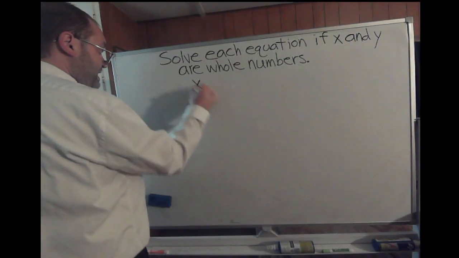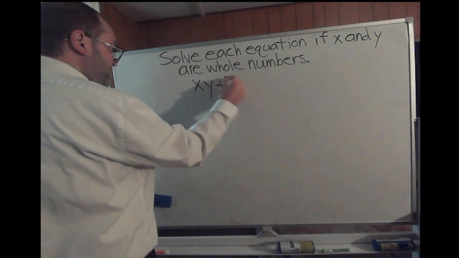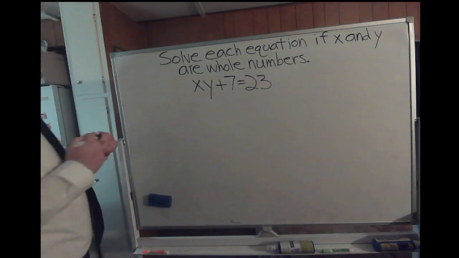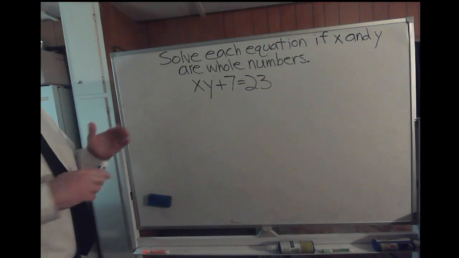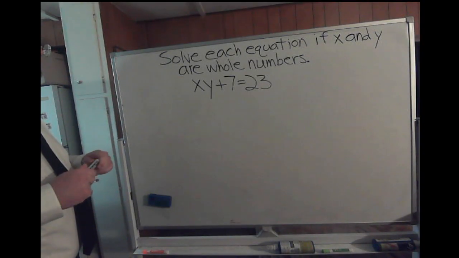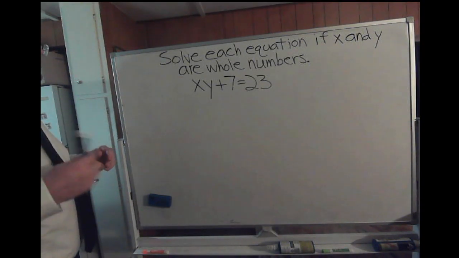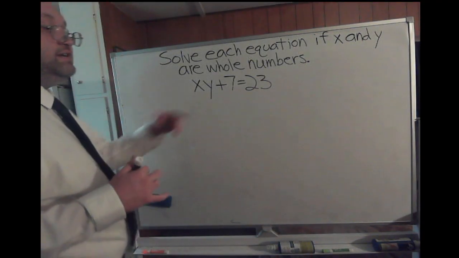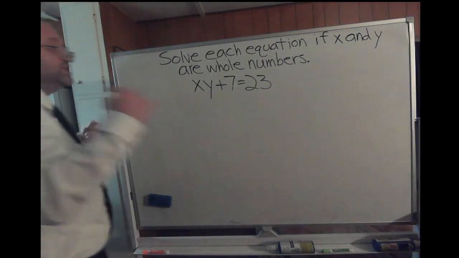Alright, how about xy plus 7 equals 23? So we got xy plus 7 equals 23. Well, here's a trick. We want to get that xy by itself, right? We have a plus 7. We need to subtract 7 from both sides.